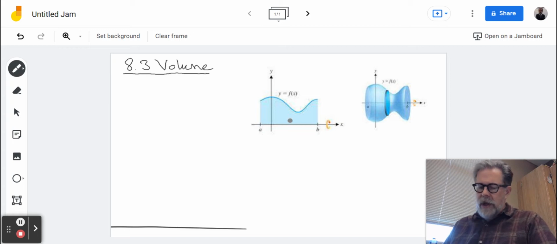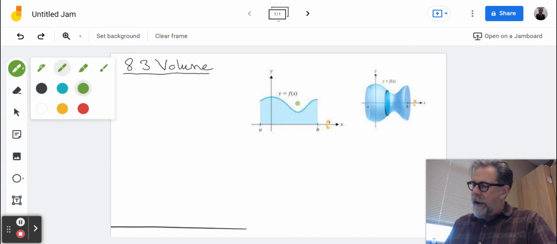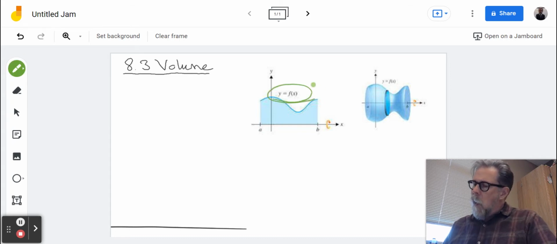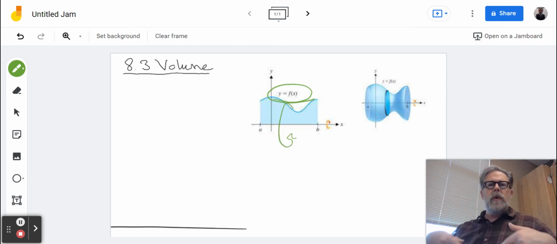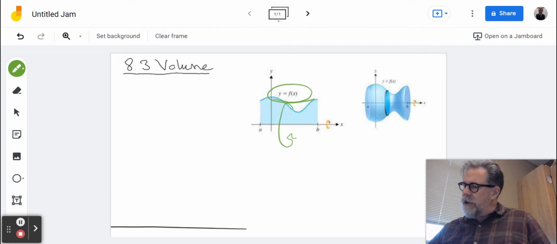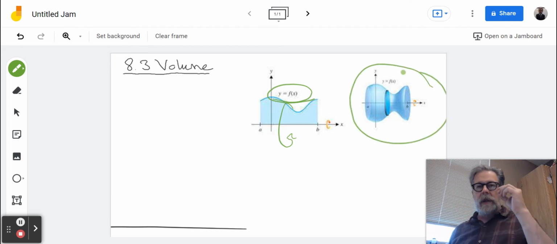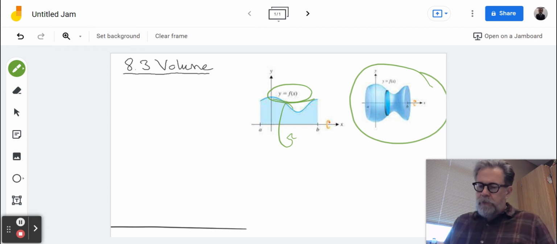And looking at the diagram that we have here, the most basic says that I've got a function, y equals f of x, and I'm going to rotate this around the x-axis. And when I do, it is going to create a solid. And you can see off to the side, there's a three-dimensional rendering of what that solid might look like. And the question is, what's the volume of that solid?